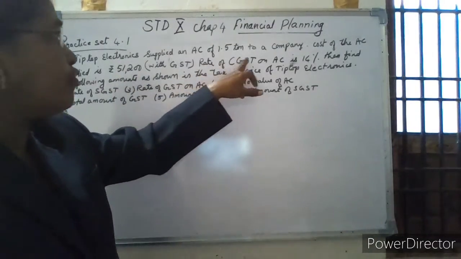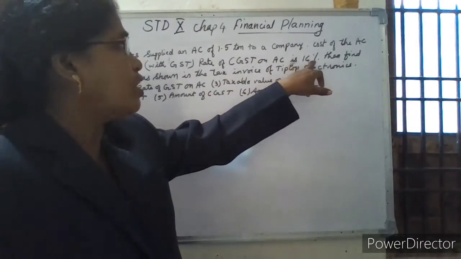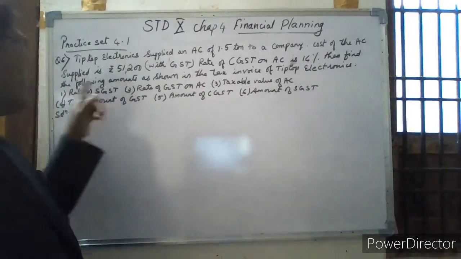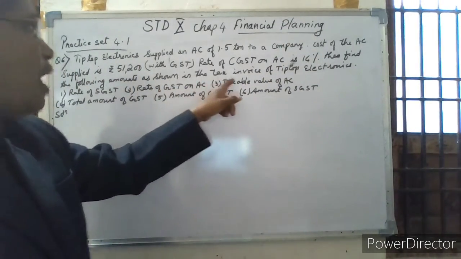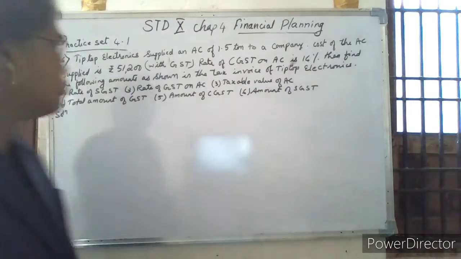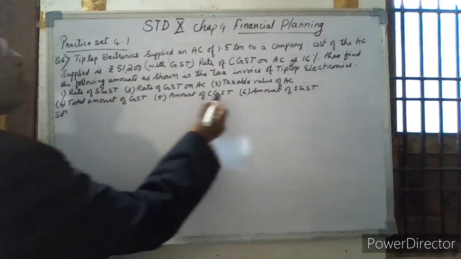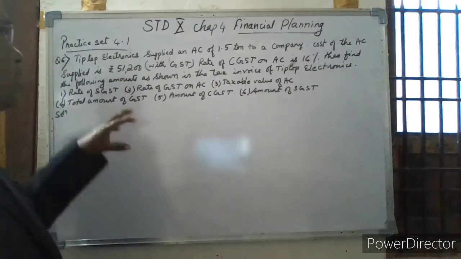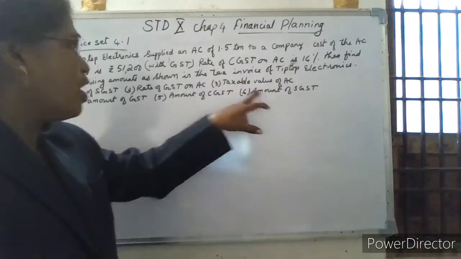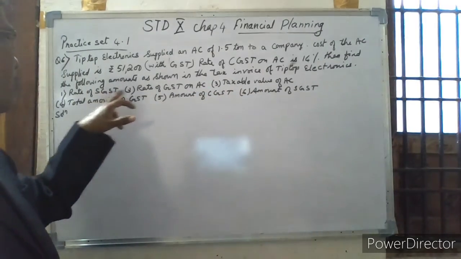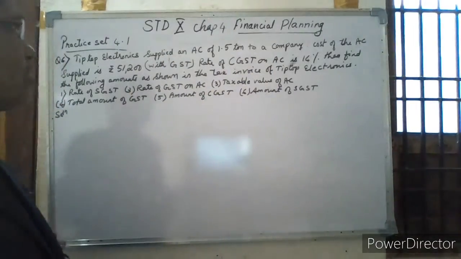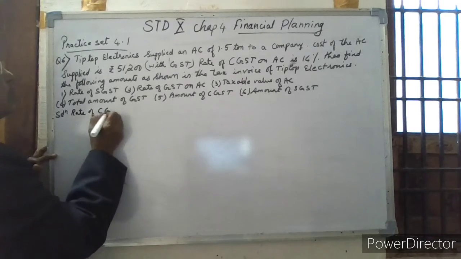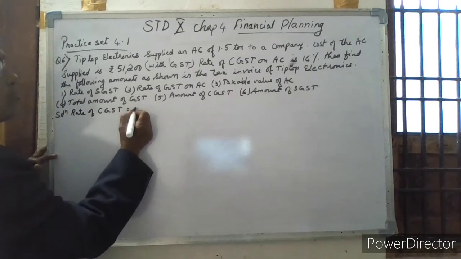Rate of CGST on AC is 14%. CGST rate is given as 14%. Then find the following amounts as shown in the tax invoice of Tip Top Electronics. There are 6 questions that we have to find out. This is just like the previous question, but here we have to attempt all of them, that is rate of SGST, rate of CGST, and rate of GST. Rate of CGST is 14%.